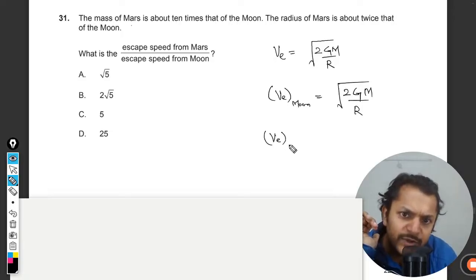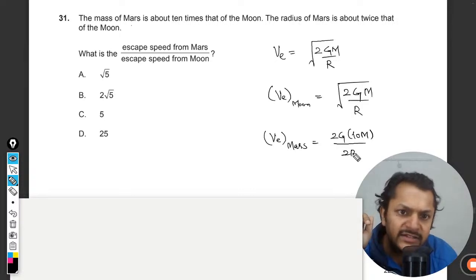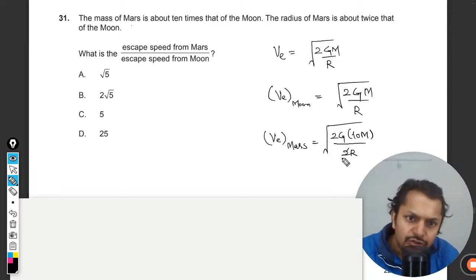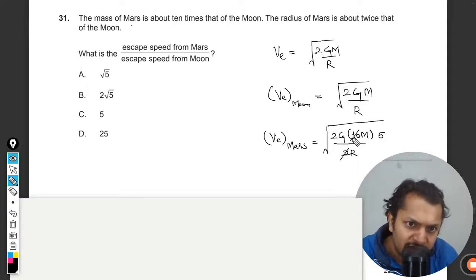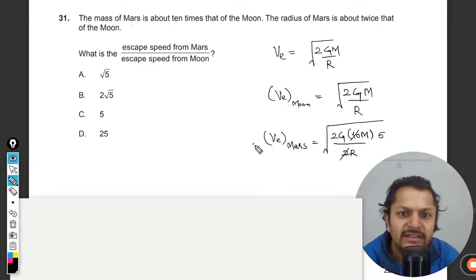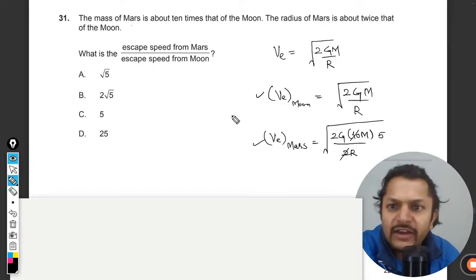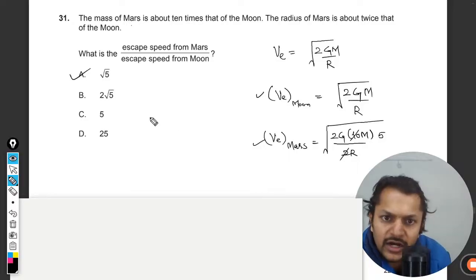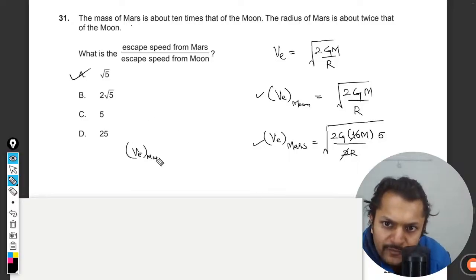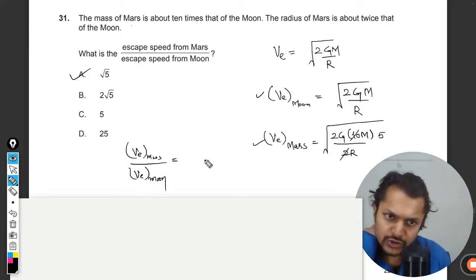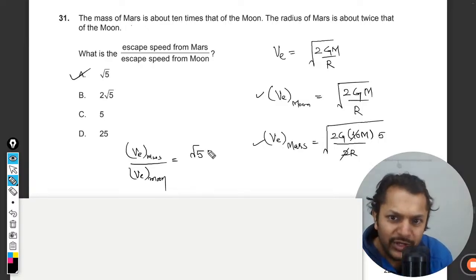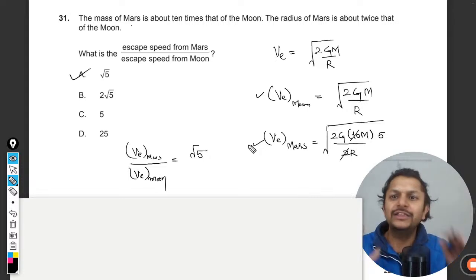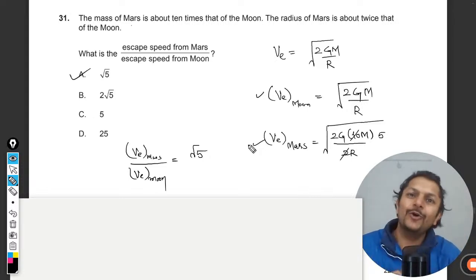It means that the escape speed for Mars is given by the mass being 10 times that of the Moon, and the radius being double, like this. So there is a factor of 5 there. So if we divide this equation by this equation, you would get square root of 5. So the answer will be A, no doubt about that. We can do it: escape speed of Mars divided by escape speed of Moon is equal to, I will not be writing the complete equation, you can just divide these two equations by yourself, and the answer for our question is A. So this is how we do this question.